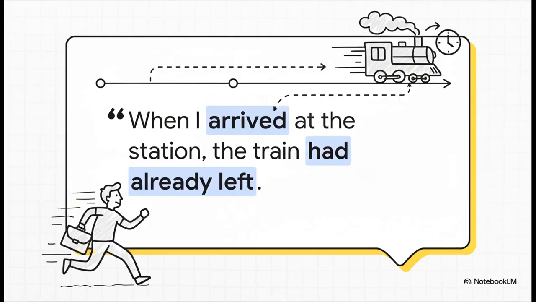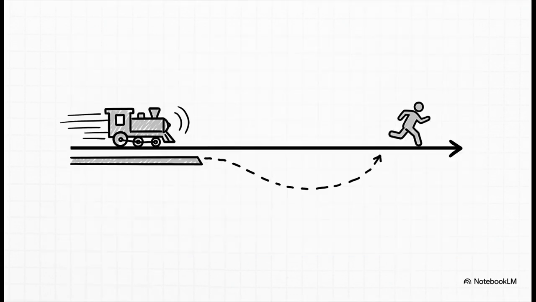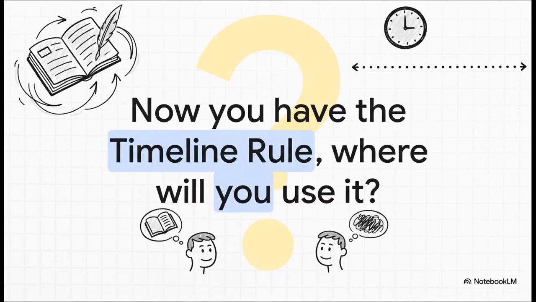That's it. Let's test the rule with a classic. When I arrived, the train had already left. What happened first? Exactly. The train left before you arrived. Two past events, one perfect sentence. See how clear that is? So, now you've got the timeline rule. Think about it. Where are you going to use it first?